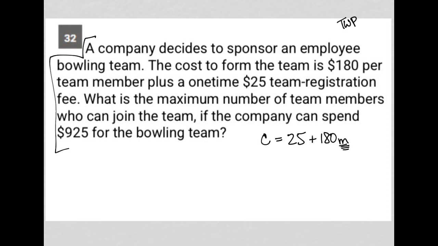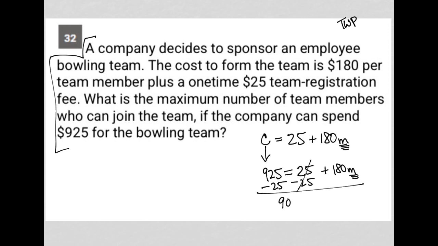The next sentence here says, what is the maximum number of team members who can join the team if the company can spend $925 for the bowling team? Well, that means that the cost total will be $925, and this is still going to be $25 for the whole team, and we're going to have 180 times each member. And I just have to solve now for M to figure out, well, how many members could we get under this model? So I can solve this by subtracting 25 from both sides.